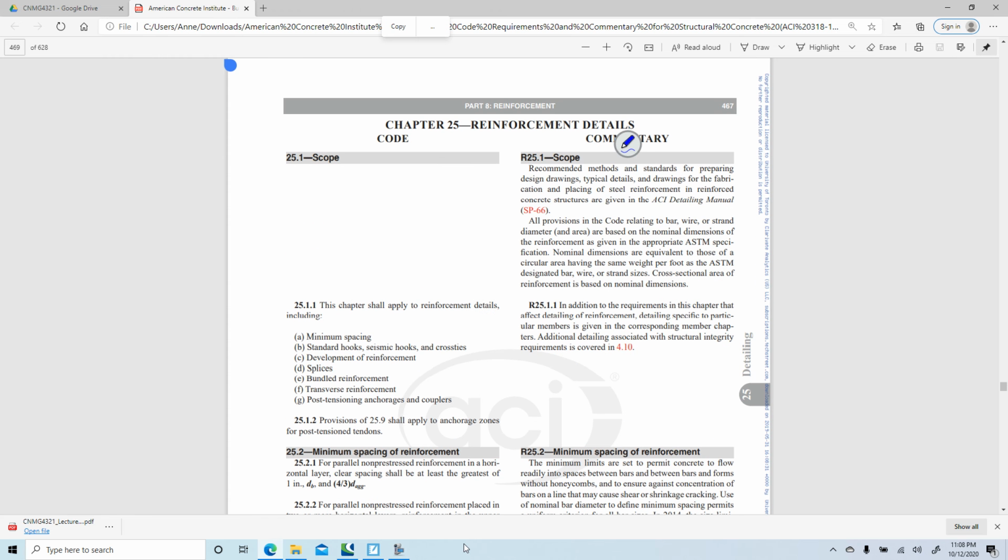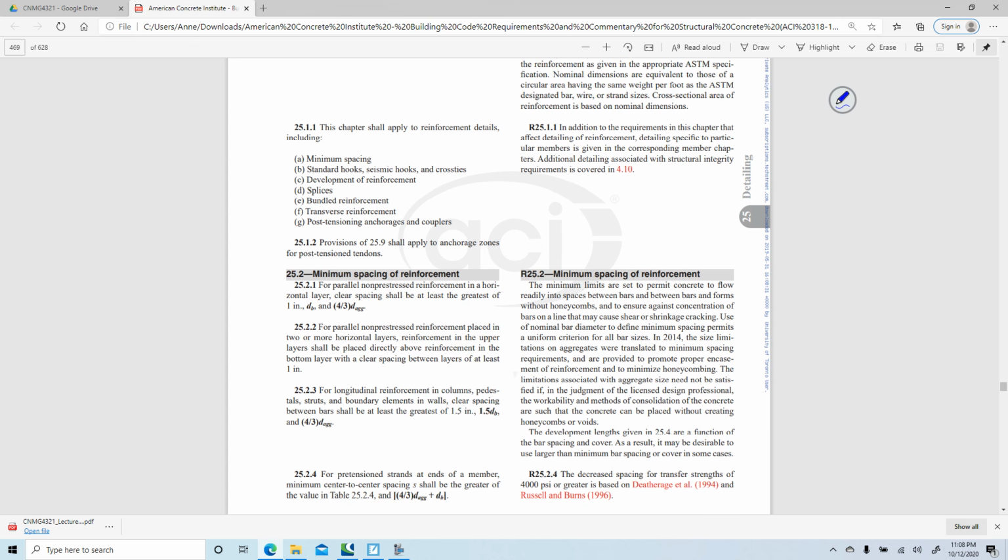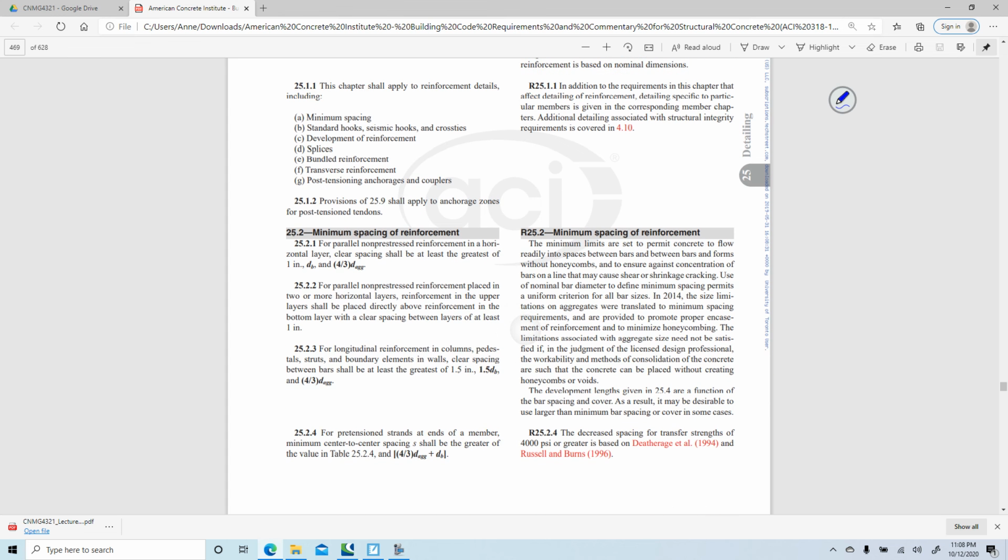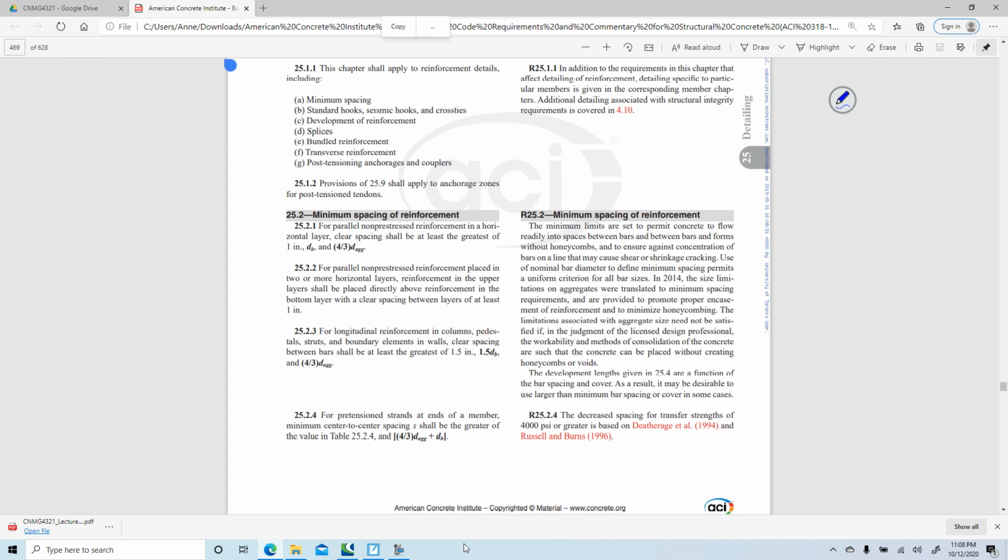467 starts chapter 25, which is our reinforcement details. The chapter includes minimum spacing, and that's where we're going to focus. So minimum spacing is based off of, for parallel non-pre-stressed reinforcement in a horizontal layer, the spacing between bars in the same layer.